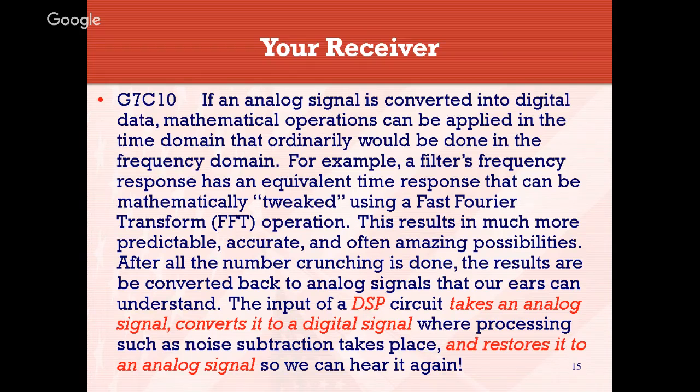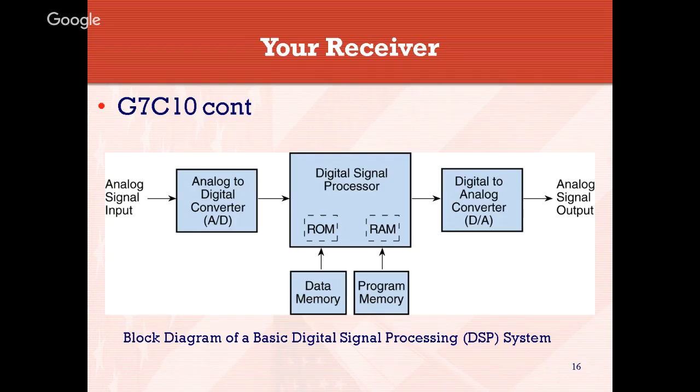The input of a DSP circuit takes an analog signal, converts it to a digital signal where processing takes place, and then restores it back to an analog signal so we can hear it again. Very simple, accurate description. A basic DSP block diagram is shown here where your analog signal comes in. The digital converter converts it to a digital signal. Your DSP then takes it and does its little magic and then converts it back to an analog signal.